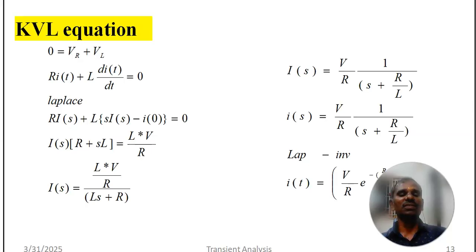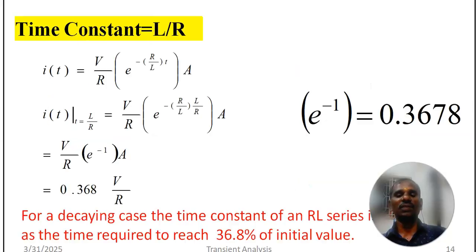So if you simplify it, I of s is equal to R divided by Ls plus R. So if you simplify this, I of s is equal to V by R into 1 divided by s plus R by L. So if you take Laplace inverse, V by R into e power minus R by L into t, which is your current equation. So I of t is equal to V by R e power minus R by L into t.